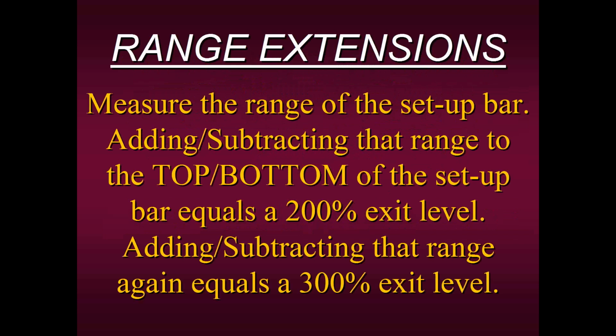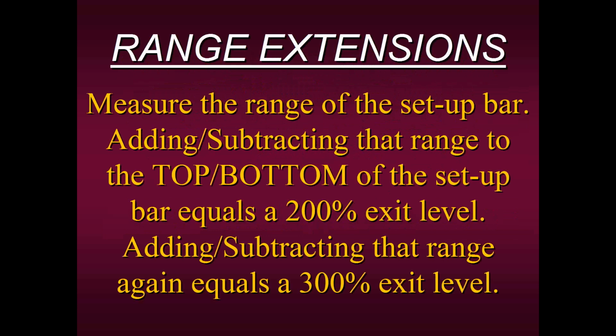So as we look here is the standard definition of range extensions. What you want to do is measure the range of the all-important setup bar, which we just defined. Now, what you're going to do is add or subtract that range to either the top or bottom of the setup bar, and that equals a 200% level. All right. Now, adding or subtracting that range again will equal a 300% exit level, and so forth. So these are our different units of measurement.